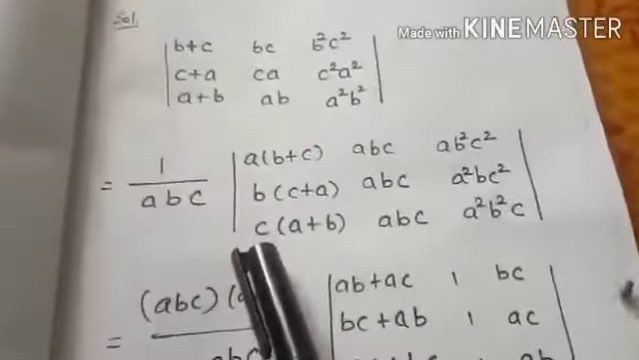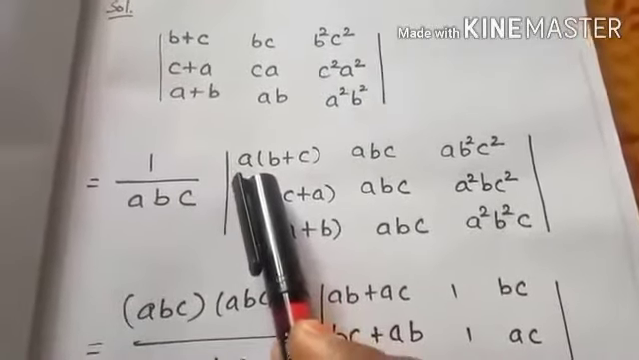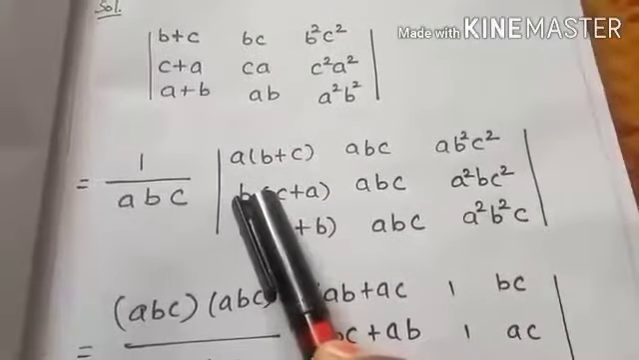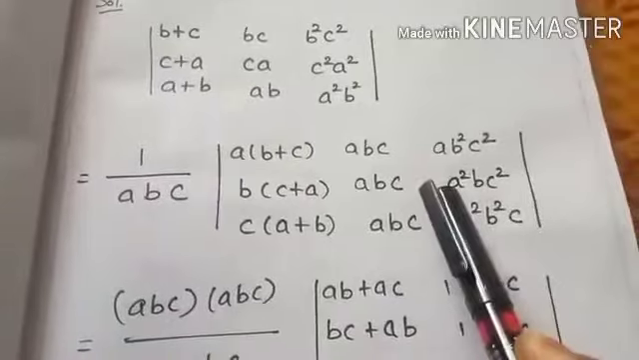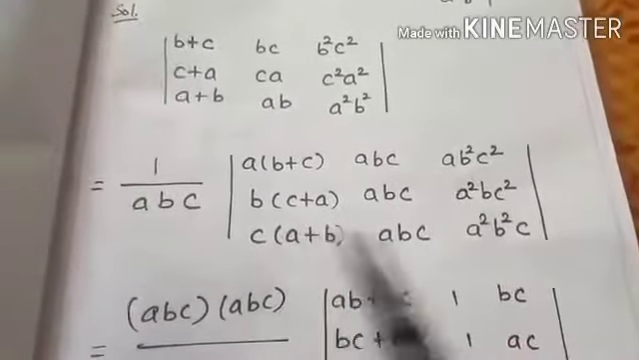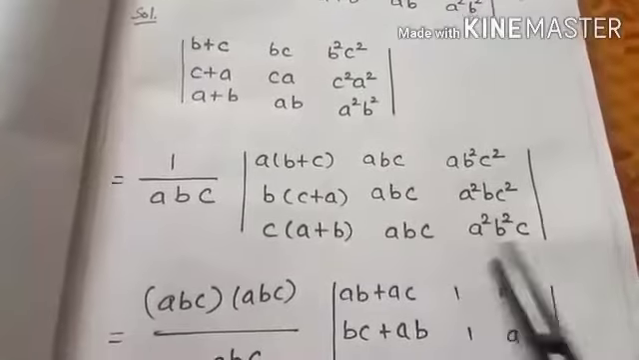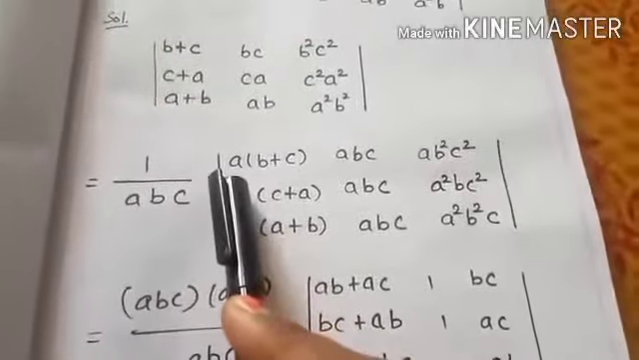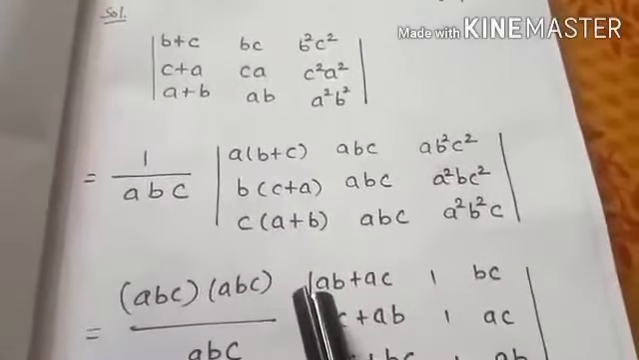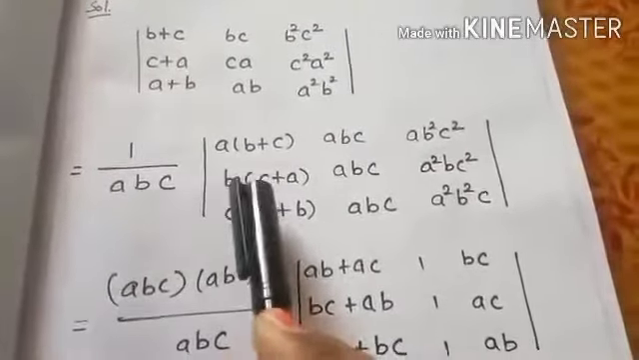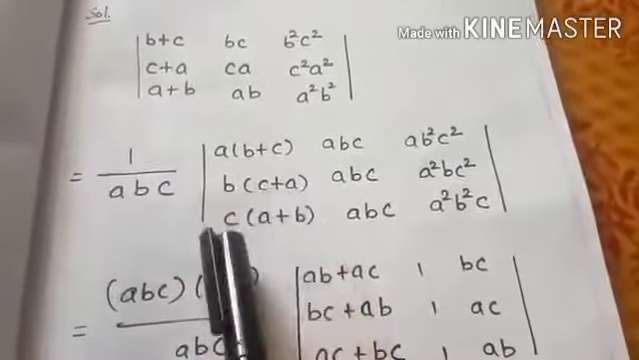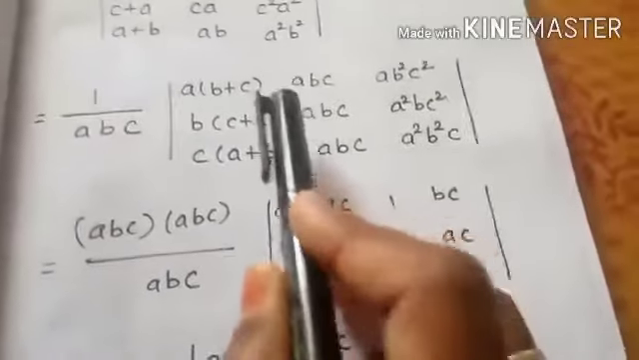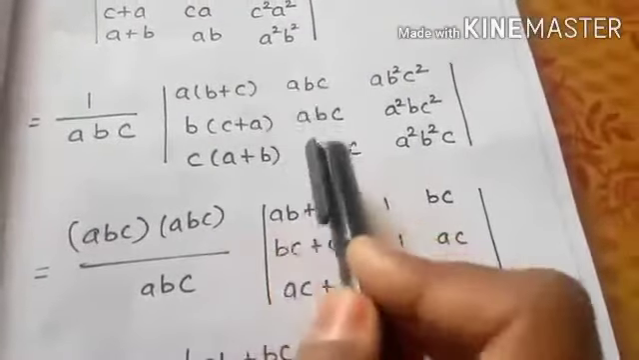Into the determinant of a into b plus c, abc, a b squared c squared, b into c plus abc, a squared b c squared, c into a plus b, abc, a squared b squared c. So from this, a into b plus c is ab plus ac. Next, b into c plus a is bc plus ab. Next, c into a plus b is ac plus bc. Next, the second column: abc, abc, abc.